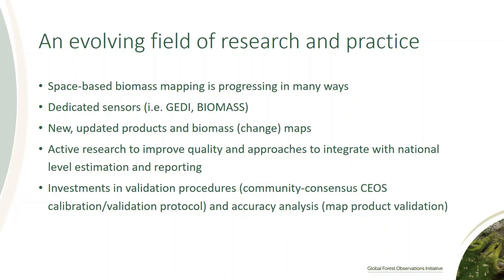For example, think about statistical approaches, and how to use available national data sources in combination with these biomass maps to improve that estimation. There are also important investments in the validation of these products, so defining community consensus guidance on the calibration and validation of these space-based biomass maps, and also investing in accuracy analysis. I think many of the maps being produced actually have proper map product validation and uncertainty analysis that should help the user understand the potentials and the limitations.